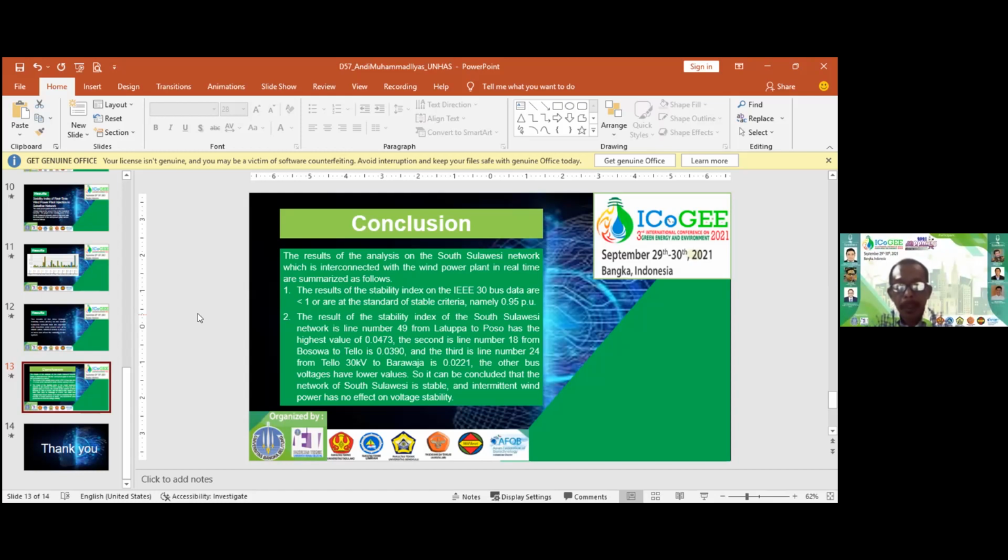So it can be concluded that the South Sulawesi network is stable and intermittent wind power has no effect on voltage stability. Thank you.